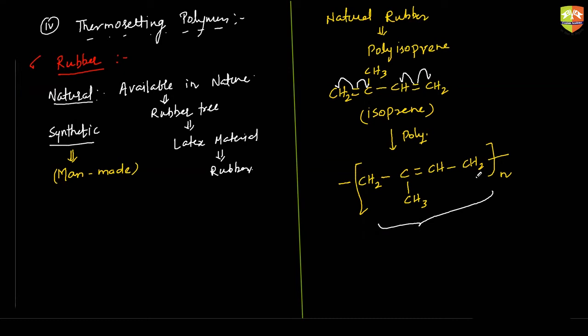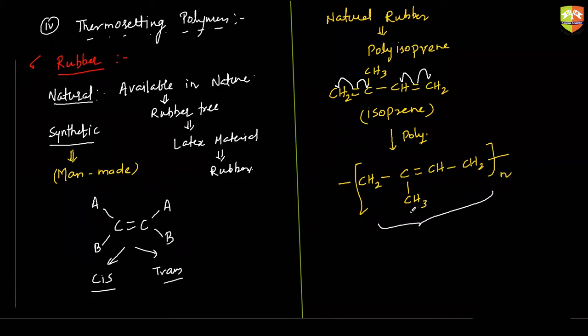What is that condition? If you have C double bond C and both carbons have two different groups attached, meaning the groups attached at each carbon atom must be different, then across this double bond we have two isomers possible, cis and trans. This is the condition for a double bond to show GI. We can have AB, CD also, but we cannot have AA here. These two must be different.